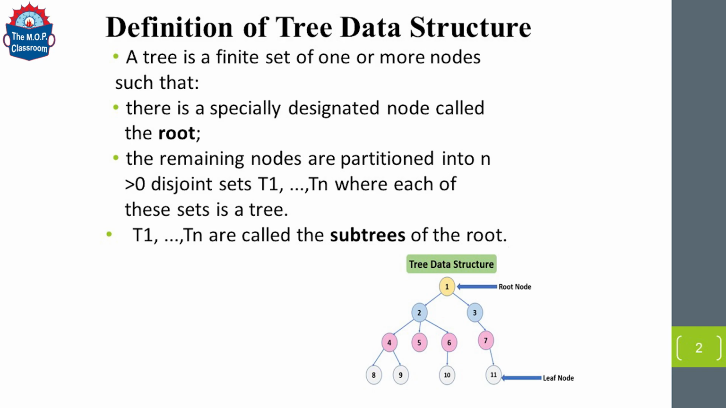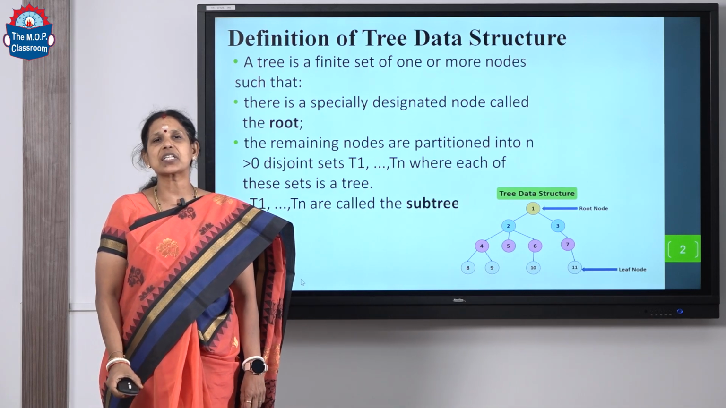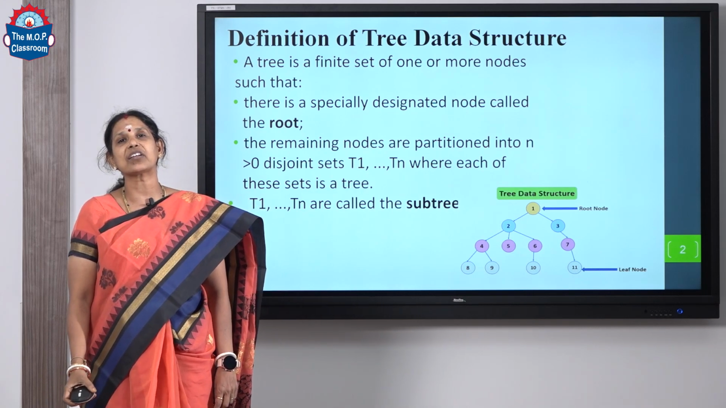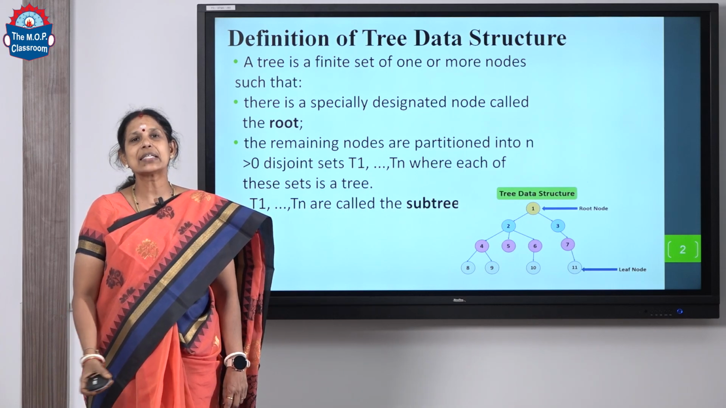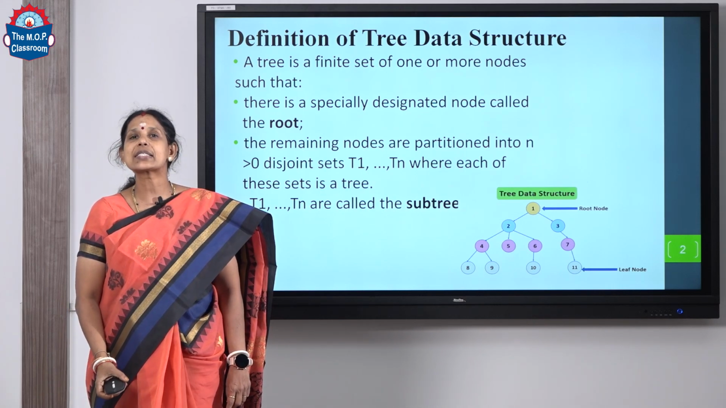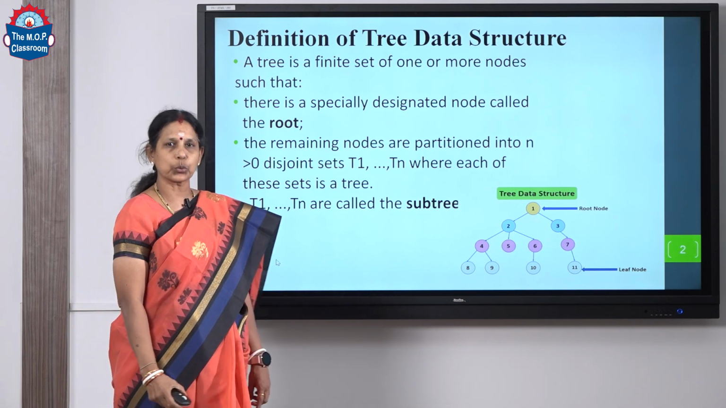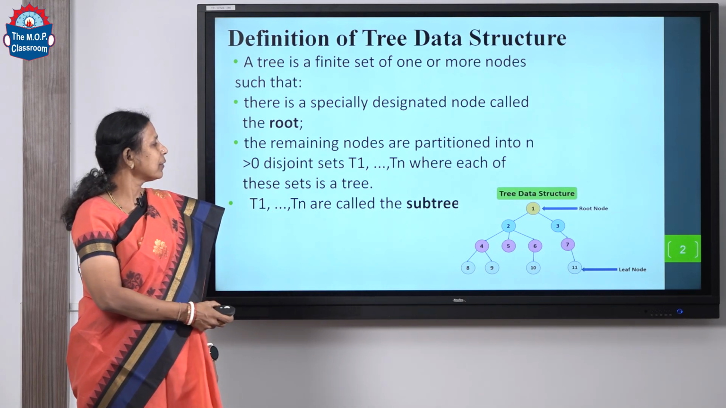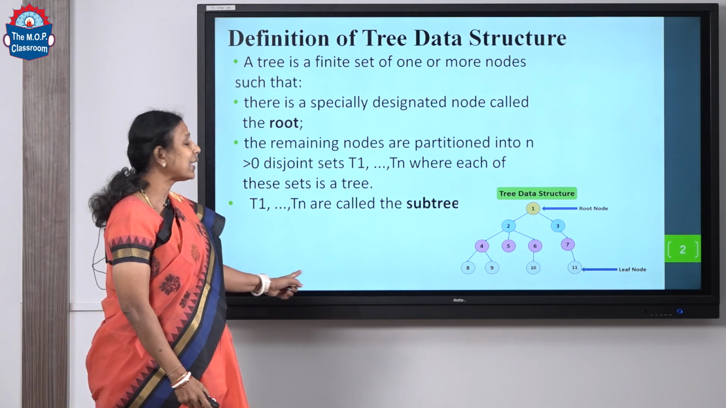So, let us see the definition of a tree data structure. A tree consists of a finite set of nodes. There is a specially designated node called the root, and the remaining nodes are partitioned into n greater than or equal to 0 disjoint sets T1 to Tn. These T1 to Tn are called the subtrees of the root. In this diagram you can see 1 is the root node, 2 and 3 are the subtrees of 1, and a node need not have a child. Such nodes are called leaf nodes.